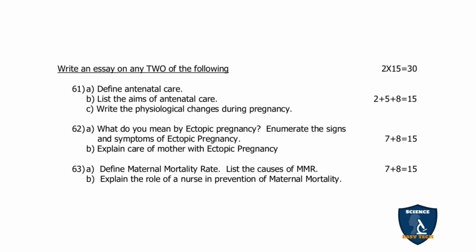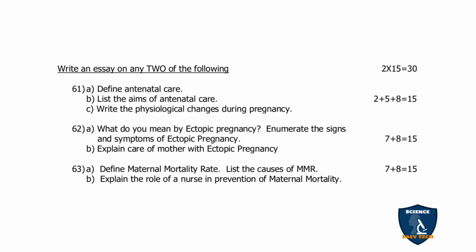Second question, 2A: what do you mean by ectopic pregnancy? Enumerate the signs and symptoms of ectopic pregnancy, 7 marks. 2B: explain care of mother with ectopic pregnancy, 8 marks. 7 plus 8 is equal to 15 marks. 3A: define maternal mortality rate. List the causes of maternal mortality rate, 7 marks. And 3B: explain the role of a nurse in prevention of maternal mortality, 8 marks. 7 plus 8 is equal to 15 marks.